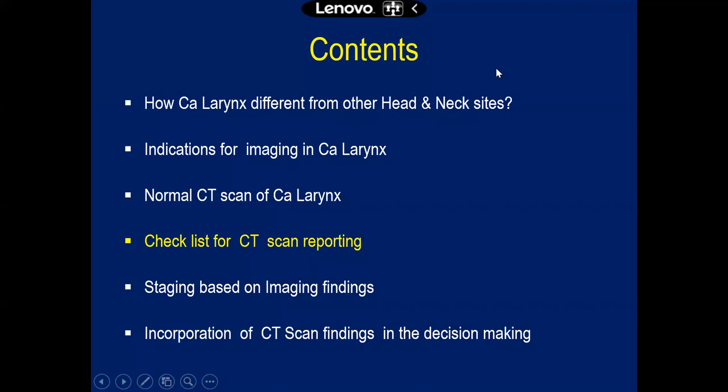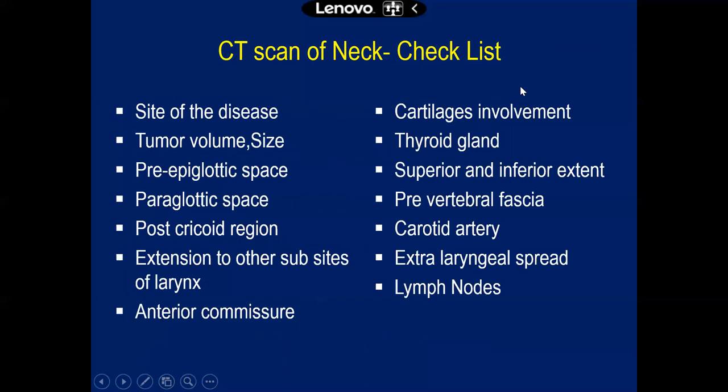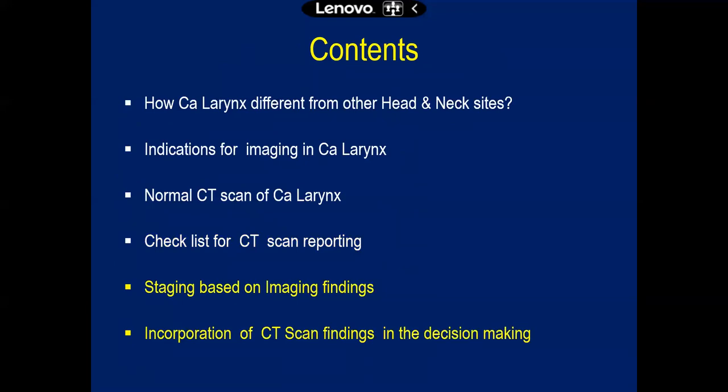Now, the checklist for CT scan reporting. This is a huge list. I will explain the whole thing first and then come back, then it will be easy for you. Then the other important thing is staging based on imaging. After the endoscopy and CT scan, you stage. Based on the stage and the performance status, you then decide a treatment for that particular patient.